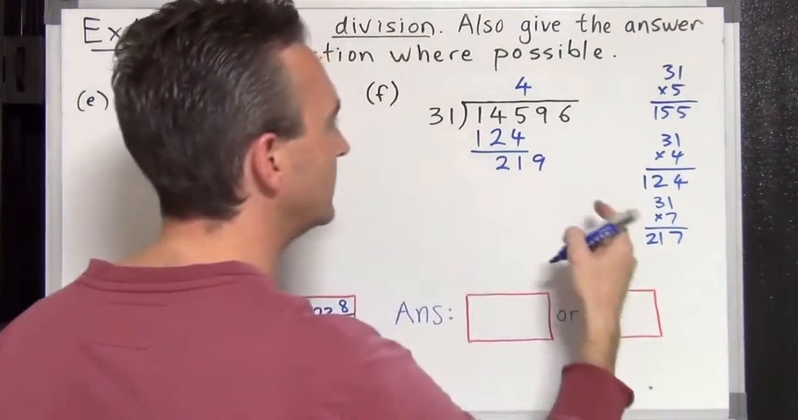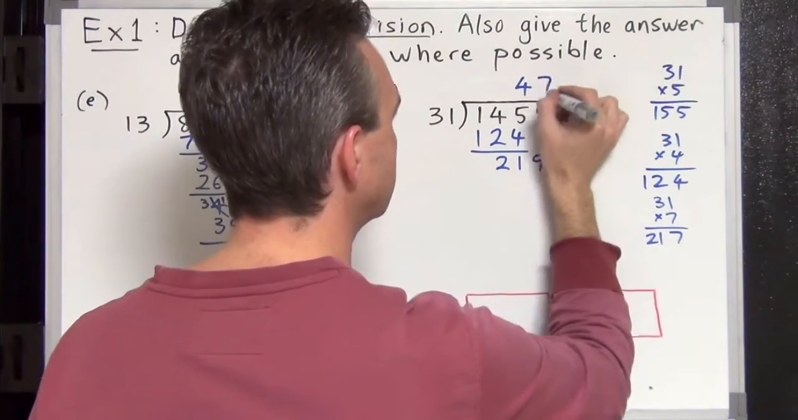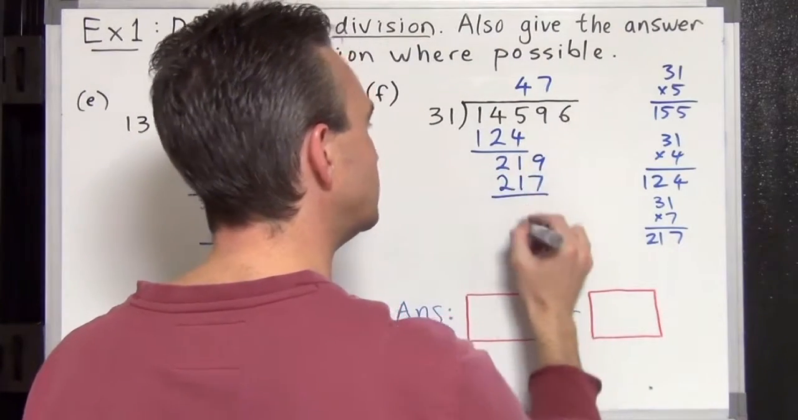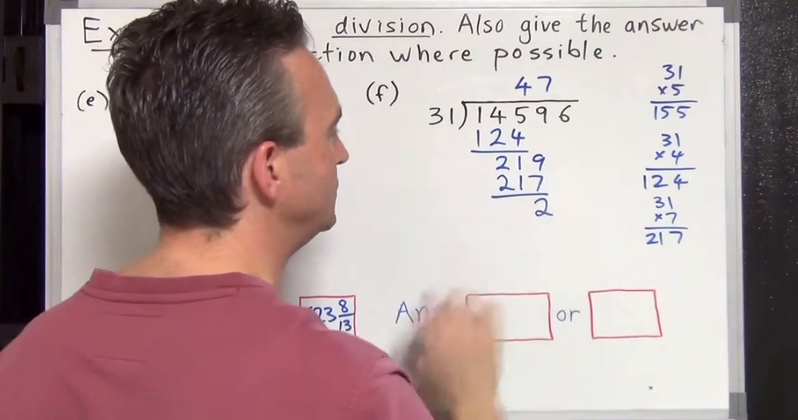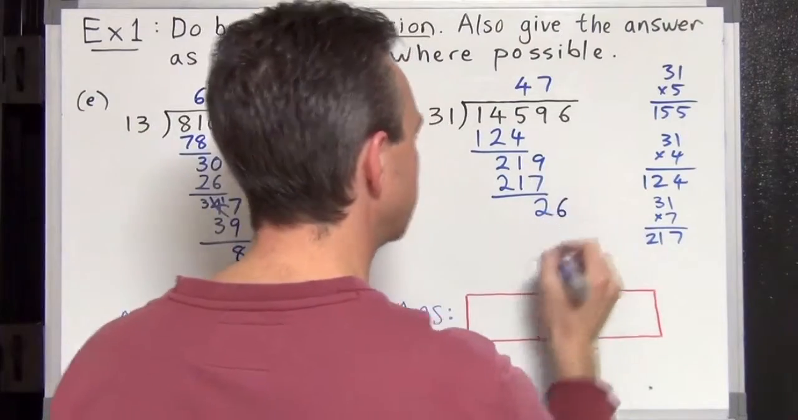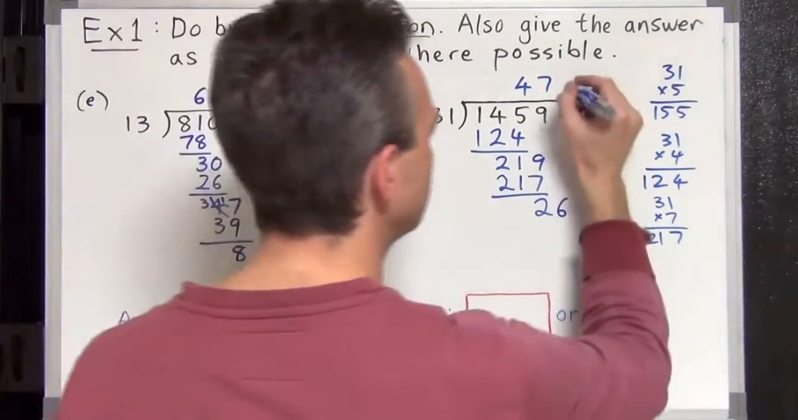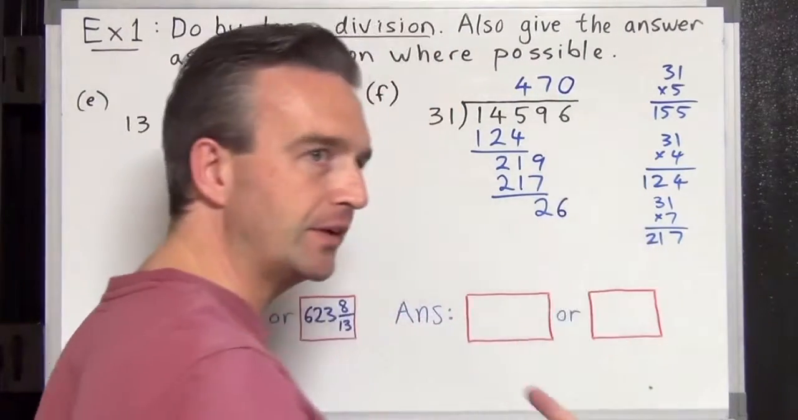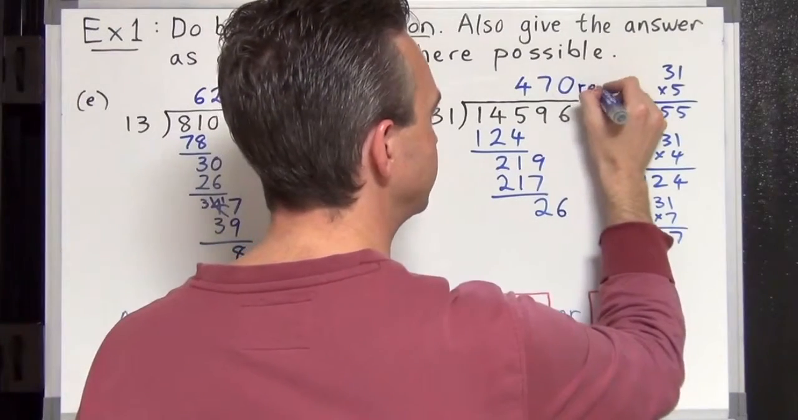Looks pretty good. So 31 into 219 is going to go 7 times. 7 times 31 is 217. Subtracting, we get a little 2, which is nice. So 31 into 2 does not go. Bring down the next number, 6. So this should work, 31 into 26. That does not go either. So we need to put a 0 here. Bring down the next number. Oh, nothing to bring down. So we just have a remainder of 26.